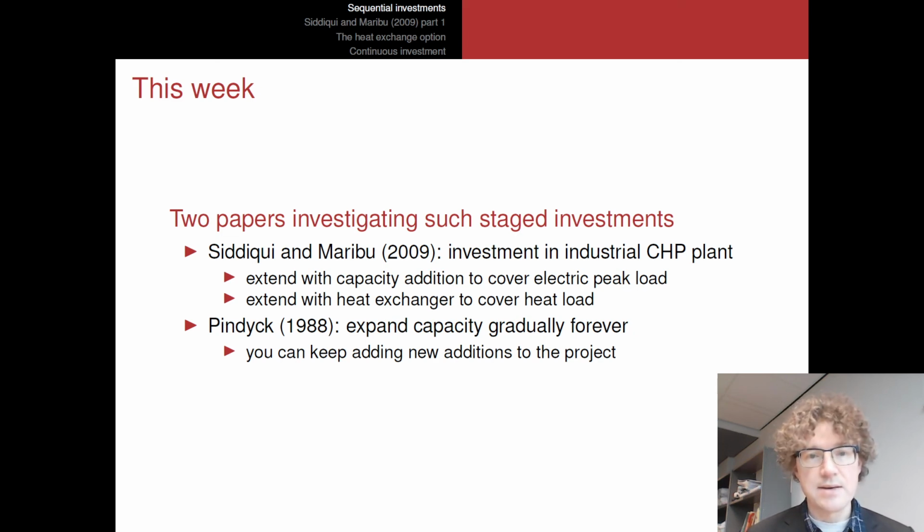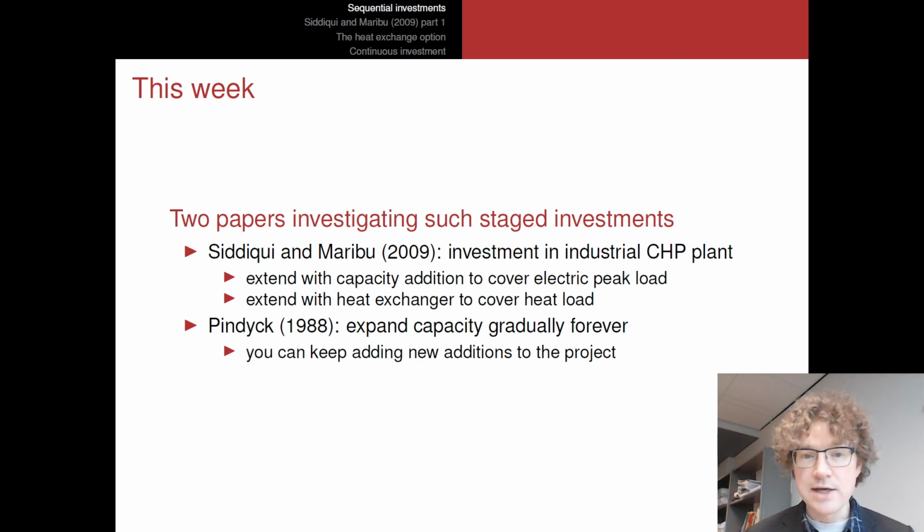And the second follow-up investment that we'll consider is, well, perhaps you can actually also use the heat that this plant is going to produce. So in this plant we're going to burn some gas that's going to produce our electricity, but it's also going to produce some heat, and perhaps you can use that heat as well in our paper mill or in our steel factory. So we might have the option here to extend this initial plant with a heat exchanger, which is basically the machinery that's used to extract this heat and to heat up some water, which you can then use in your production process. So that's the paper that we'll do today, Siddiqui and Marabou.